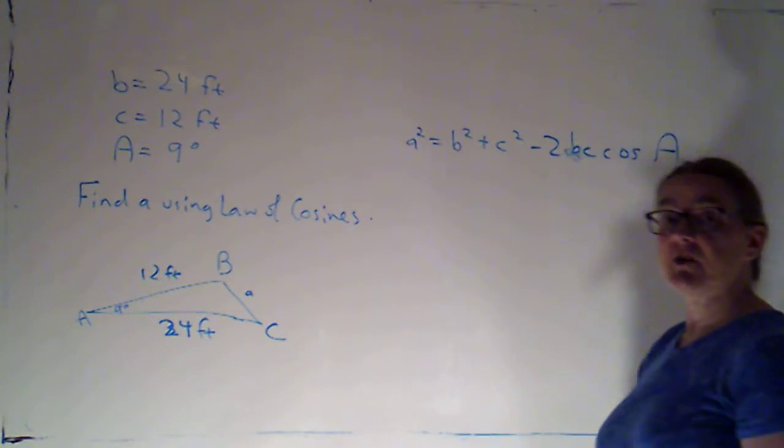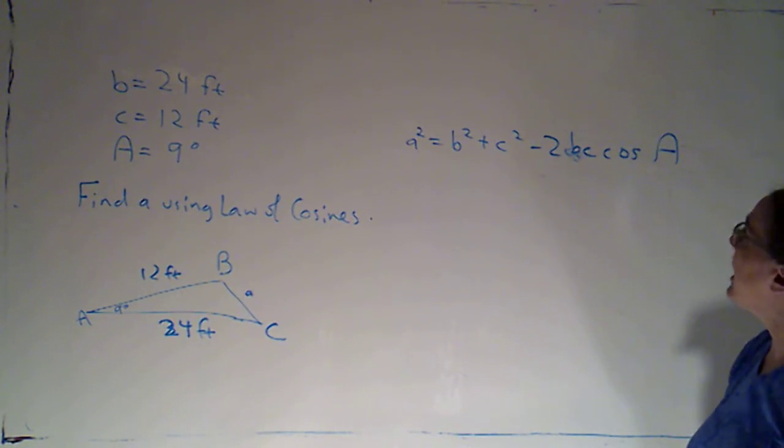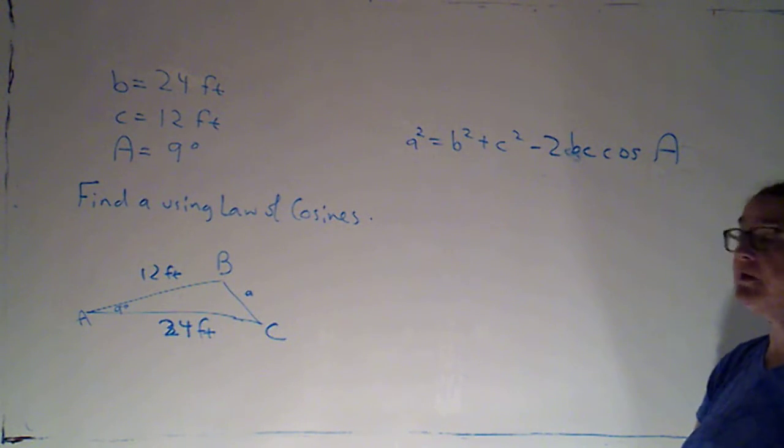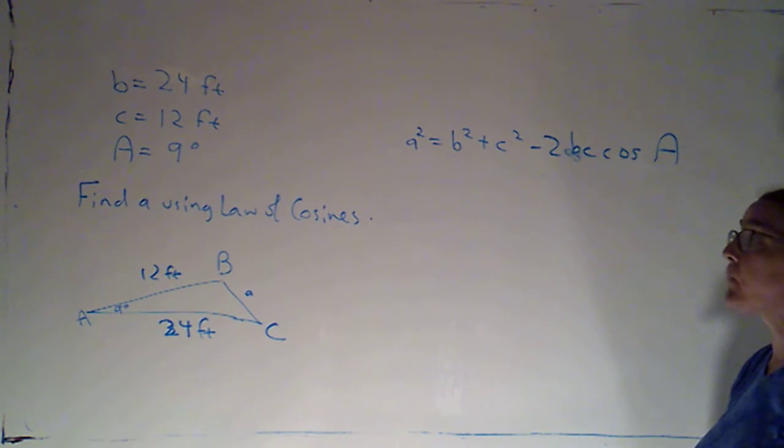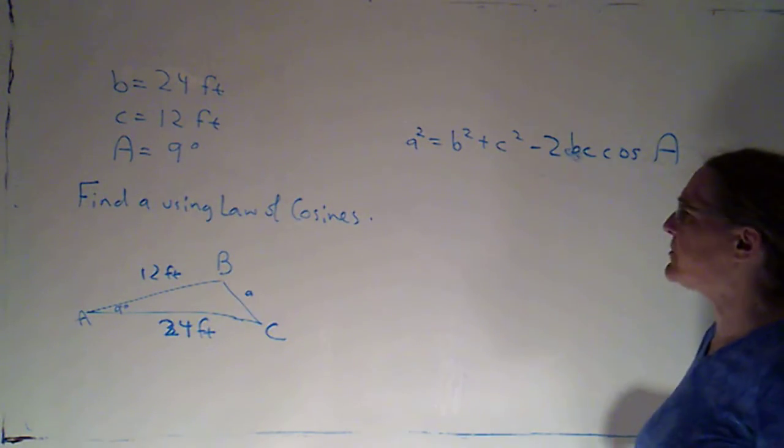I'm going to suggest that you pause the video and work this out. If we're solving for A, let's include the units in our answer and round to the right number of significant digits. Actually, before you pause, let's just review that.